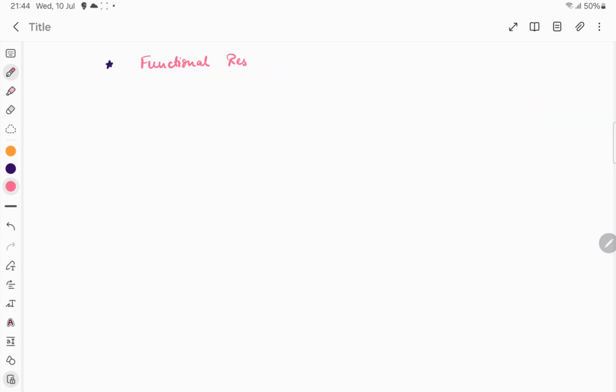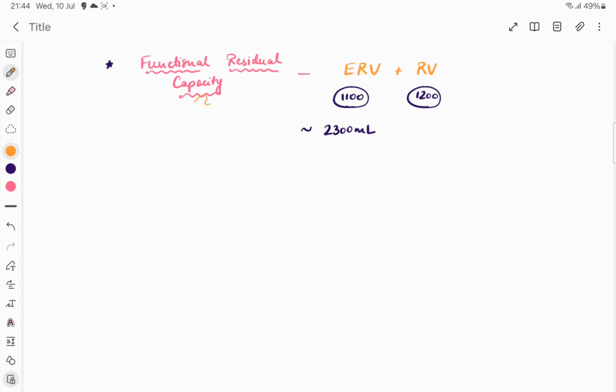Next is the functional residual capacity. This is the amount of air that remains in the lung after normal expiration. So both the expiratory reserve volume and the residual volume come in. So it is around 2300 ml.